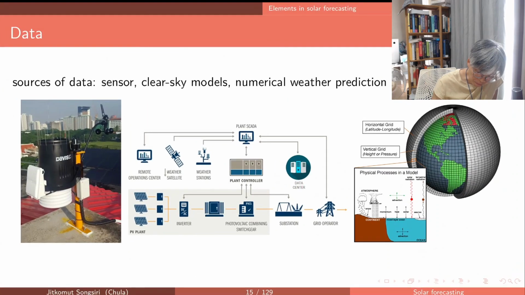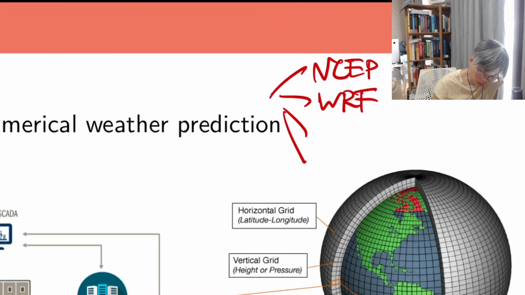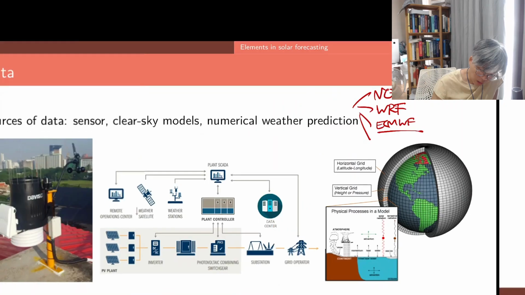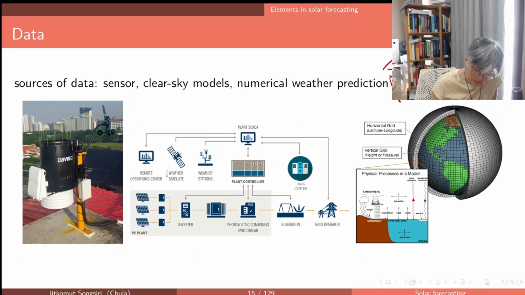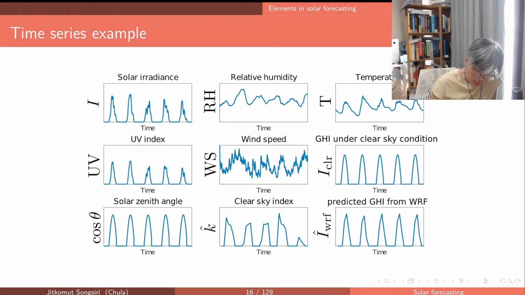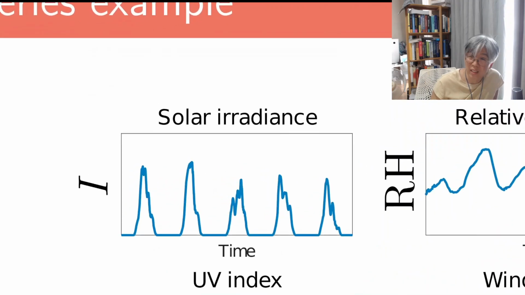Okay. And I think there are NCEP, there are WRF, there are ECM, this is European something, and other ones. There are many more. Time series example of these variables: solar irradiance.